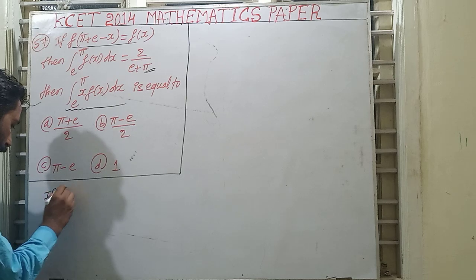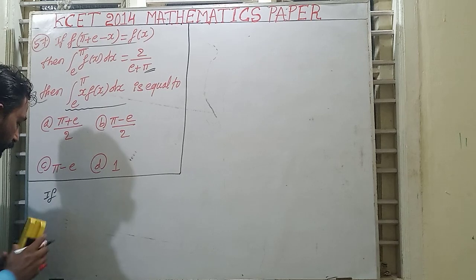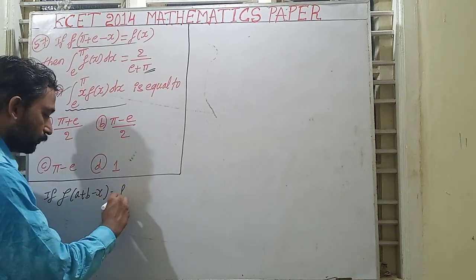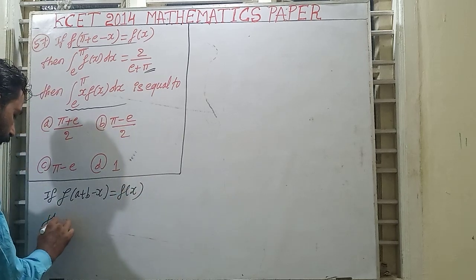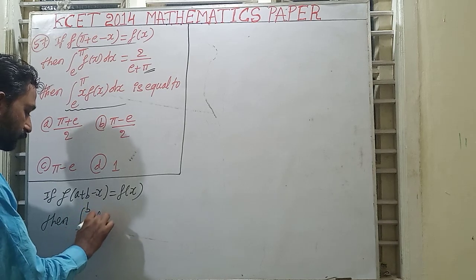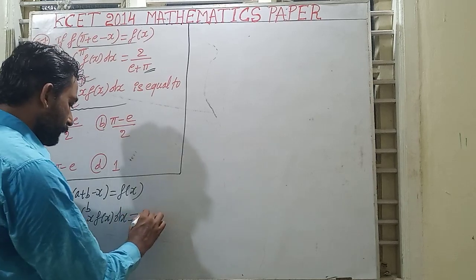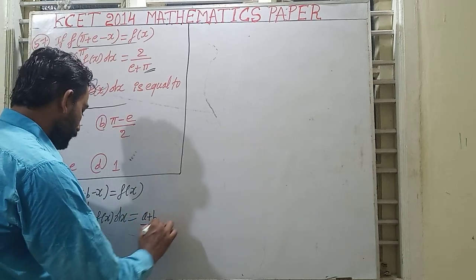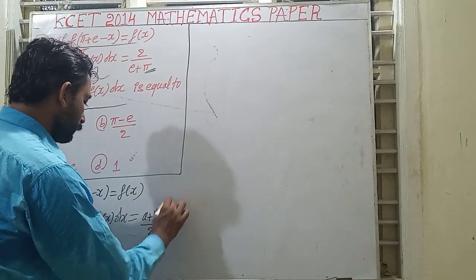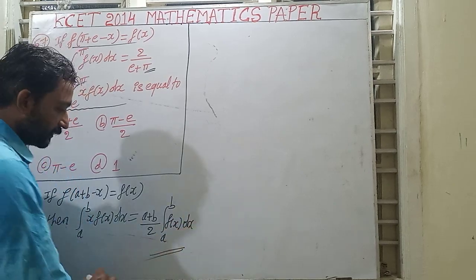If the integral from a to b, f of a plus b minus x is equal to f of x, then the integral from a to b of x into f of x with respect to x is equal to a plus b divided by 2 times the integral from a to b of f of x dx. So this is the property of the definite integration.